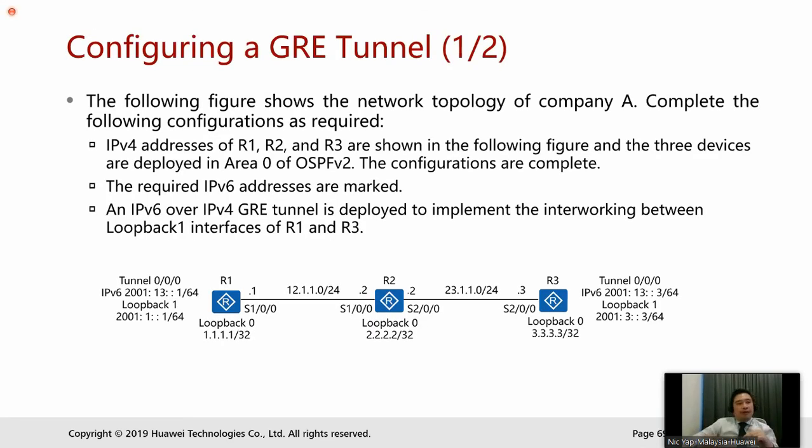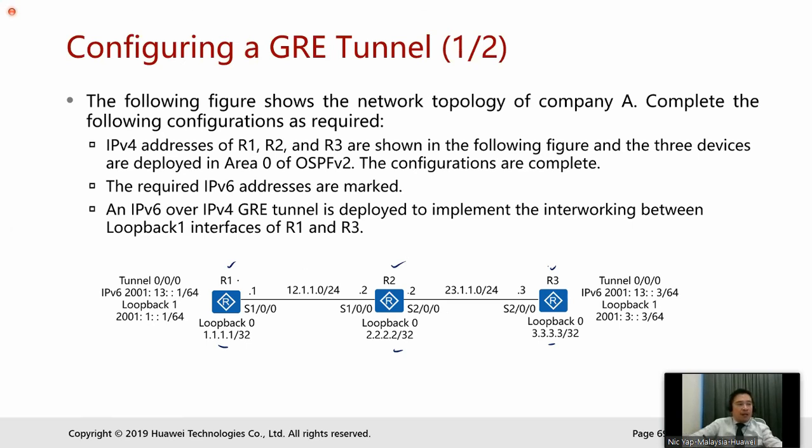In this configuration of the GRE tunnels, what they are focusing on is to follow the figure shown in the network topology of company A and complete the following required configurations. So I have router 1, router 2, router 3. I have 1.1 running, 2.2, and also 3.3. Now we are going to go for the GRE tunnel configuration. All the IPv4 is already defined. Loopback 0: R1 has 1.1, R2 2.2, R3 3.3.